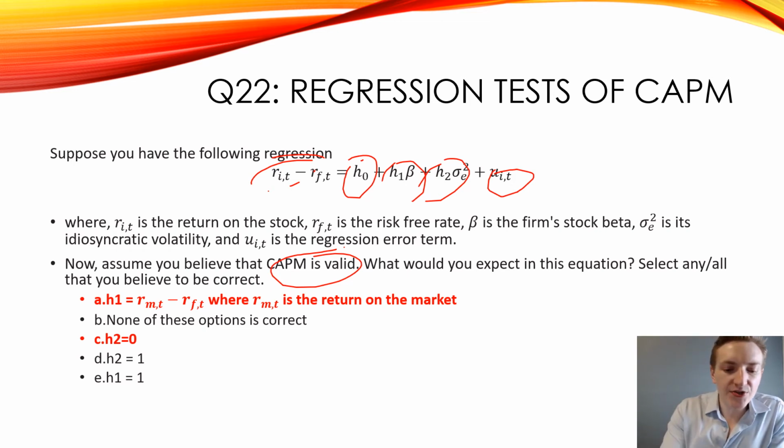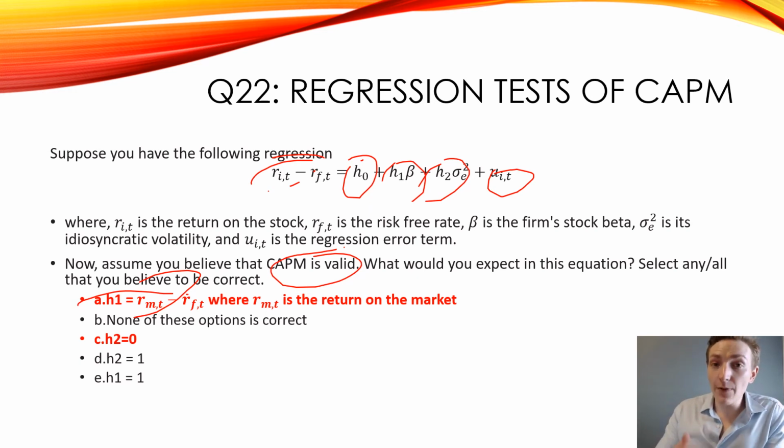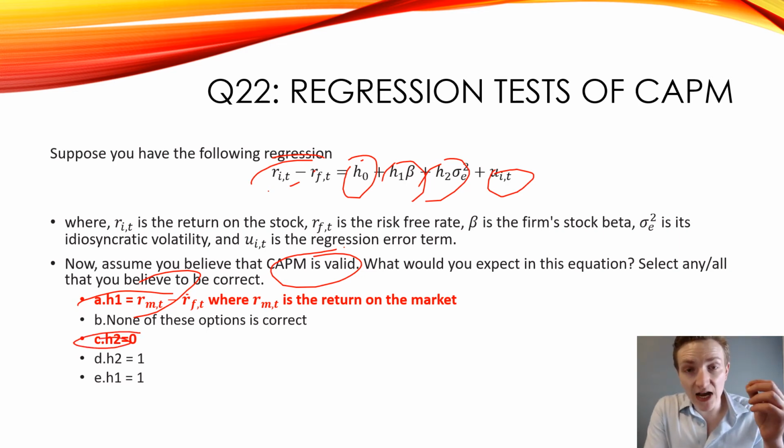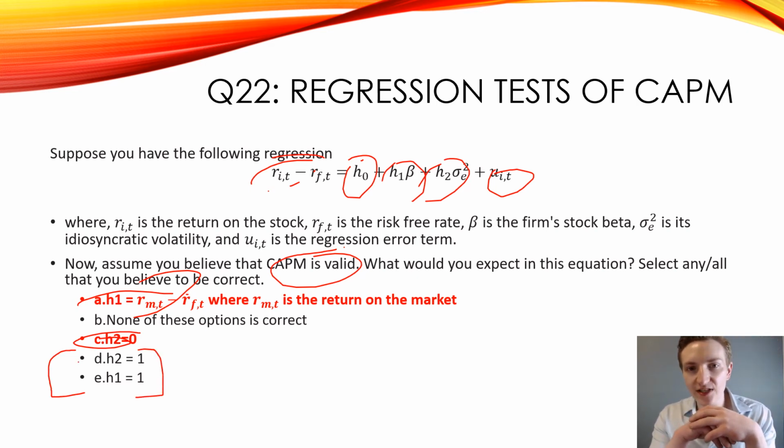Now the first option is, H1 is equal to the excess return on the market. That is correct, because under CAPM, the excess return on the stock is equal to the beta times the excess return on the market. So if CAPM holds, you would expect H1 to be the excess return on the market. The next option is H2 is equal to 0. Again, you would expect that, because under CAPM, the stock return is not going to depend on the idiosyncratic volatility of that company, because you should not expect to be compensated for taking on idiosyncratic risk. This therefore tautologically means D and E are incorrect. So if you were to select all that are correct here, it would be options A and C.